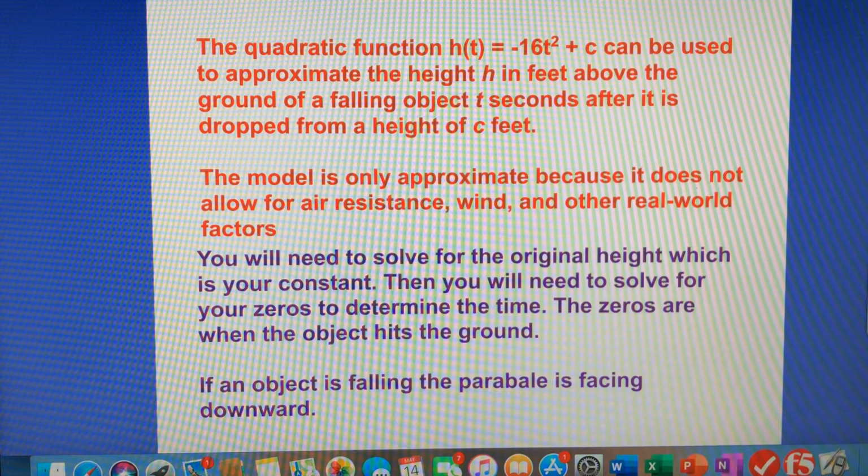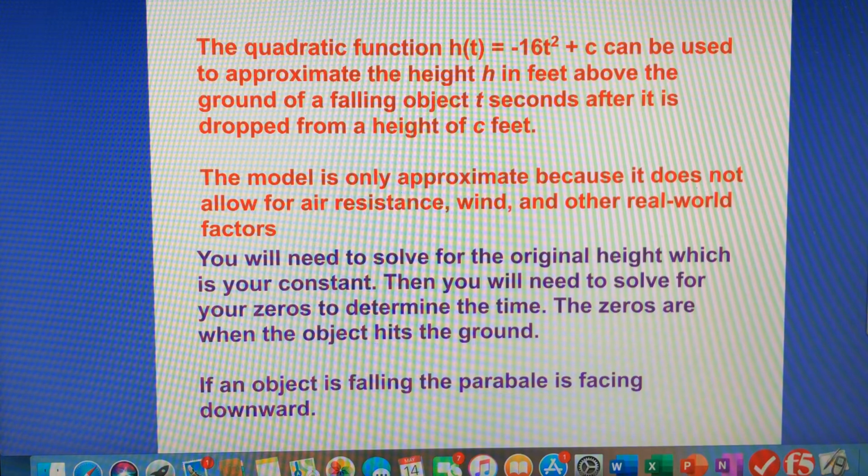The quadratic function h of t equals negative 16 t squared plus c. That formula can be used to approximate the height in feet above the ground of a falling object t seconds after it is dropped from a height of c feet. The model is only approximate because it does not allow for air resistance, wind, other real-world factors. We are just doing a basic formula.